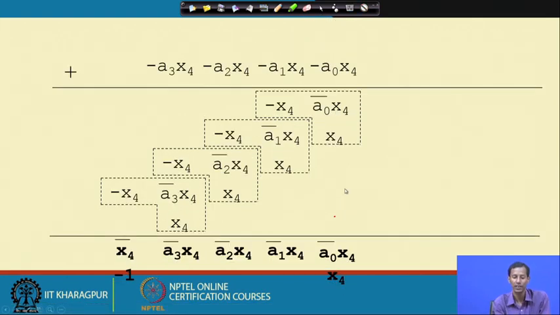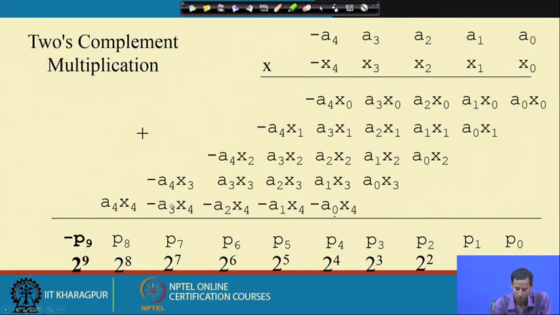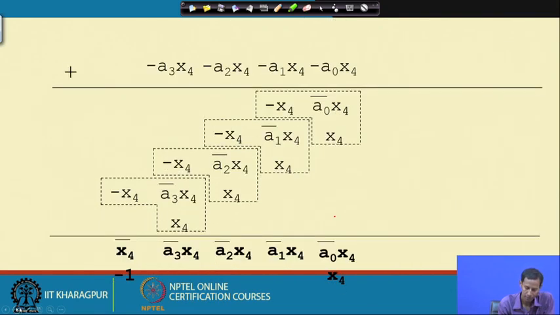Now, what is left? The last position, that means the last partial product which I am getting, this one is left. How can I represent this? This can be represented as minus A4 x4.